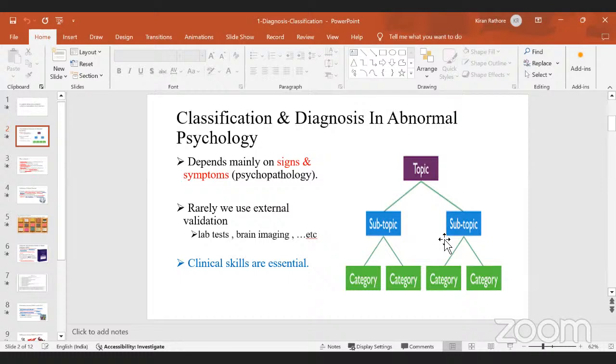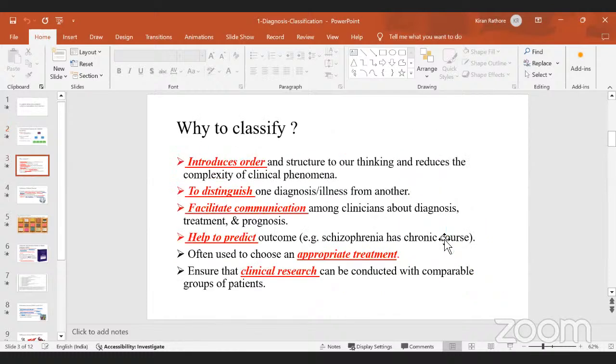Clinical skills are very essential when it comes to understanding mental illness. And a very critical aspect is, we have different classification systems, but you have to understand that you can read this classification system, but only a mental health professional is trained enough to use this classification system to diagnose a person. Okay.